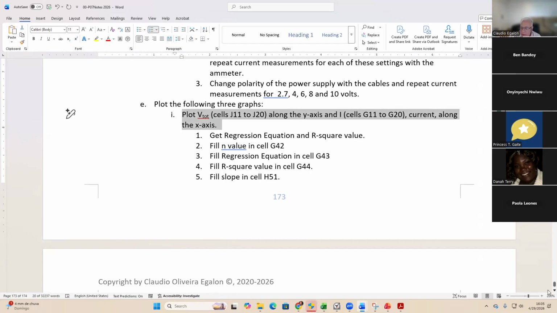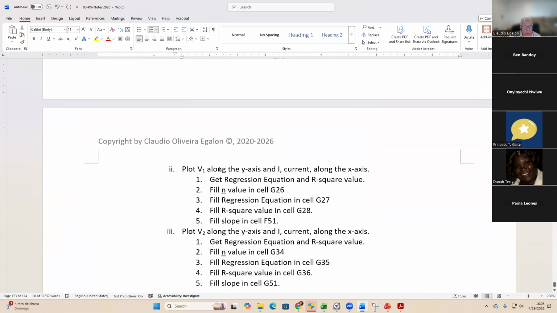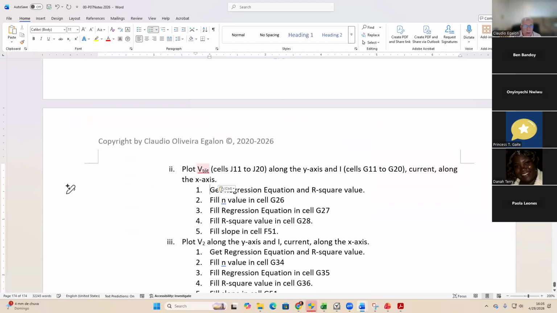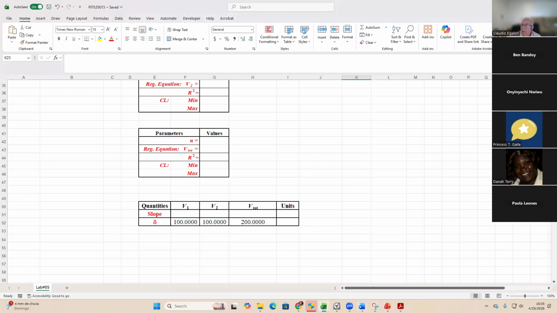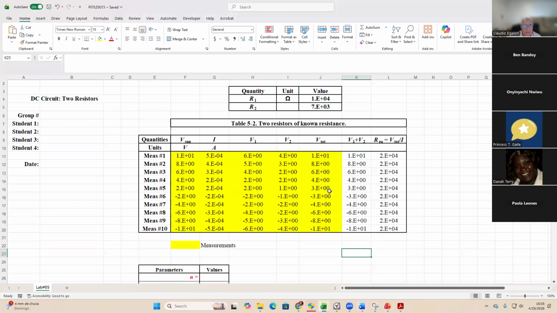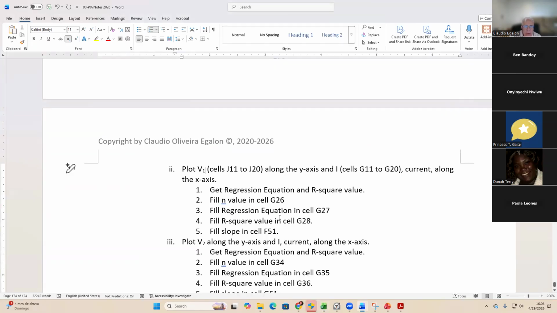Plot V1. I think I'm gonna finish it. Let me give you everything before you go to the break, right? Plot V1. V1 is going to be cells H11 through H20. Okay, I is still G11 to G20, right?